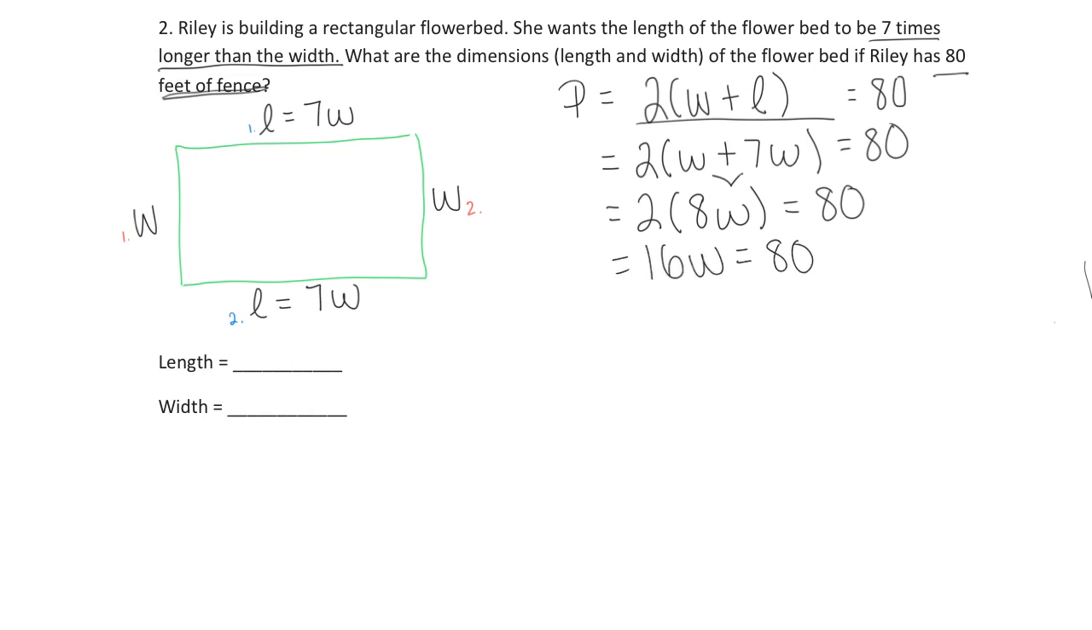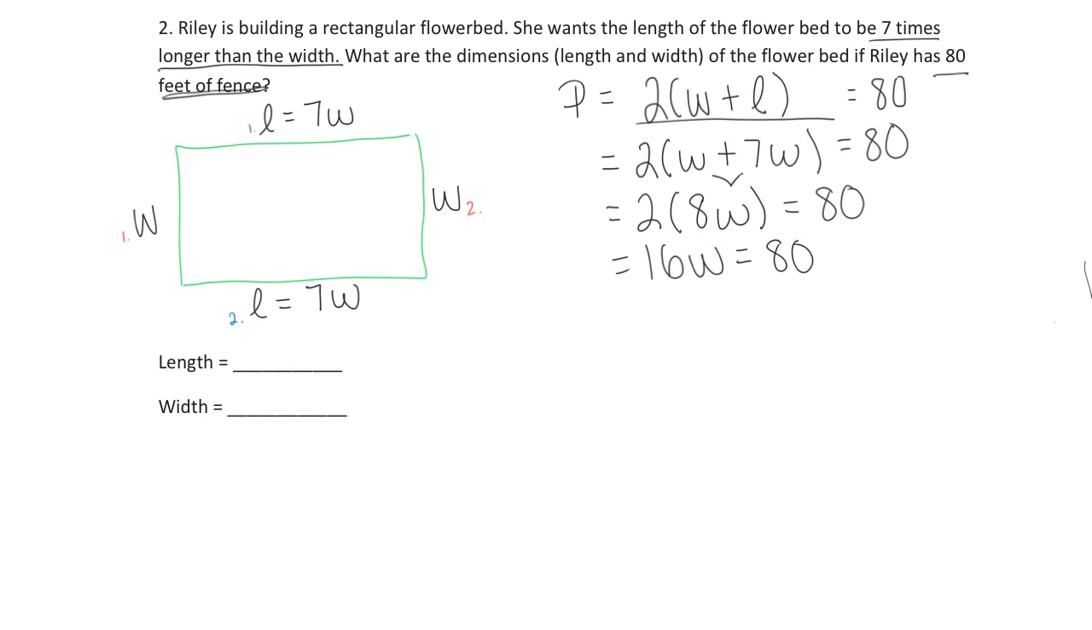Now I'm still trying to find the width. That's what w means. We're finding the width. So how are we going to get w by itself? Well, here I have 16w. That means I have 16 times w. This is a multiplication problem.